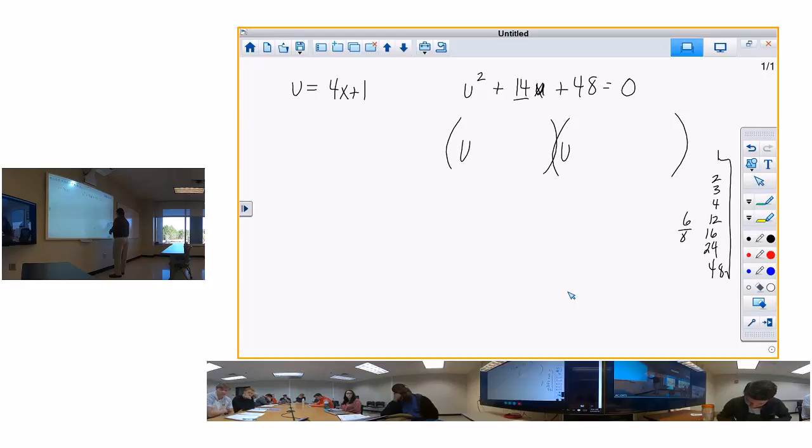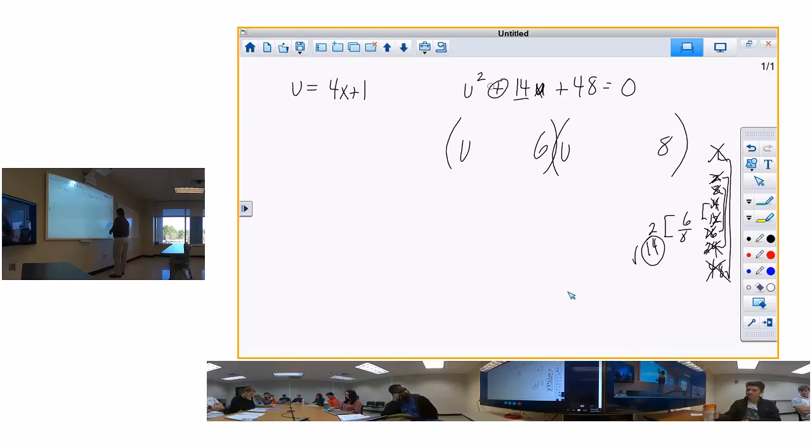All right, so 48 plus 1, 48 minus 1 will give me 49 and 47. That's not right. 24 and 2 will give me 26 or 22. We need 14. 16 and 3 will give me 19 or 13. Close, but not it. 6 and 8 will give us a 2 or a 14. We want 14, for the 6 here and an 8 here.